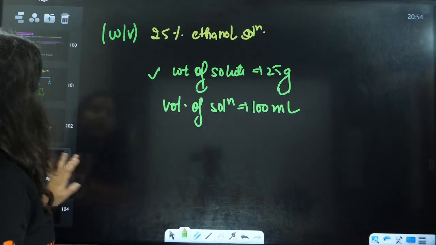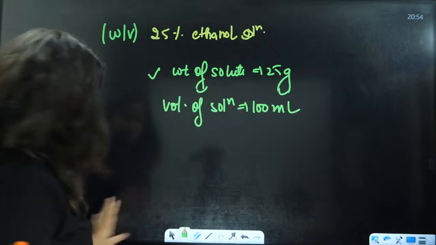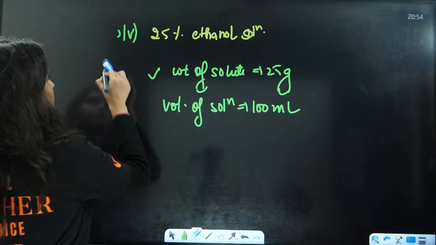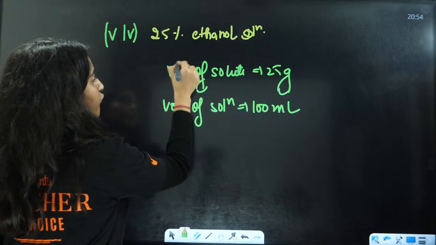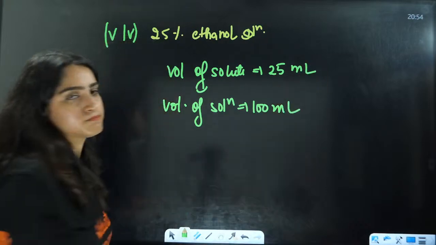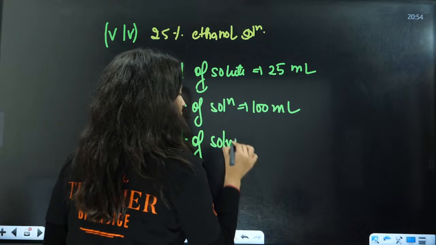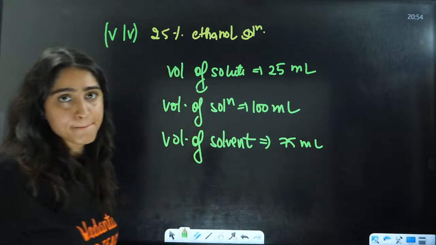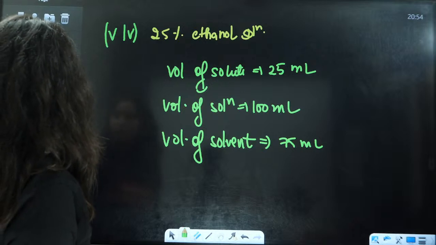Now if they have given you volume by volume, that means they will give you the volume of solute. If they give you volume by volume, the volume of solute is 25 milliliters. In that case, because this is the same quantity, you can also calculate the volume of solvent, that is 75 milliliters, right? So now, ma'am, how can we use this?